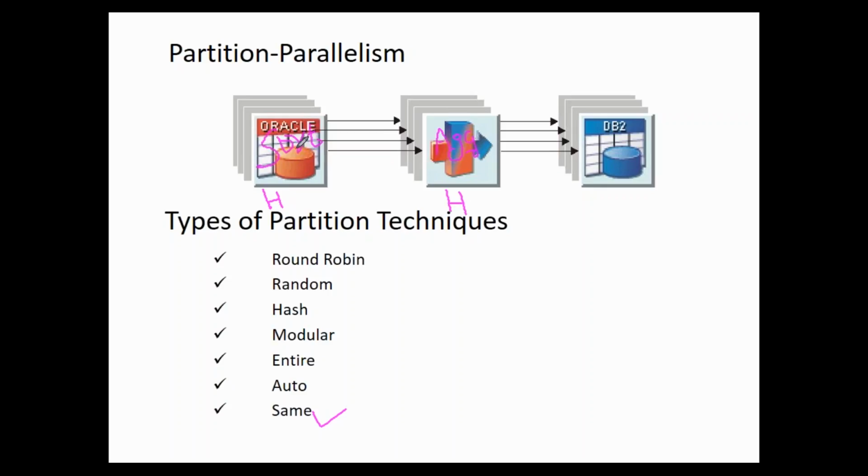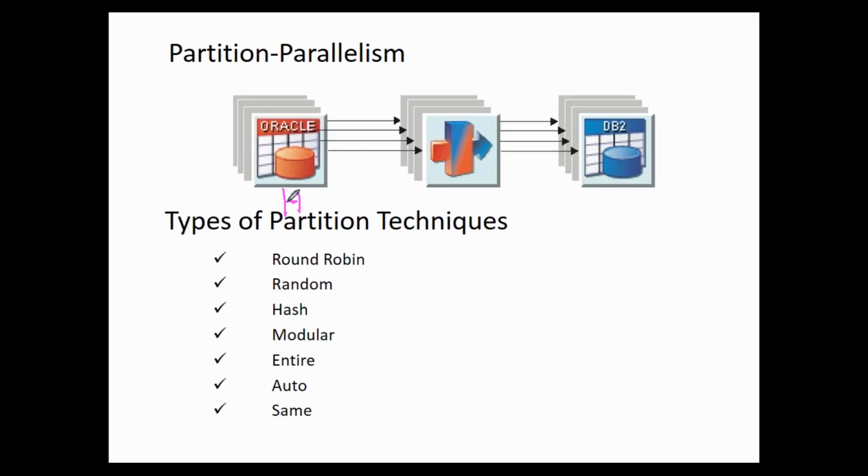So if we have this type of situation, in the second stage, rather than selecting hash, we can select the same. Same means it will take the previous stage's partition technique. It will take the hash only. If you want to continue the same partition technique, then we need to select the same rather than selecting the partition technique again. Why? Because if you select the hash partition again, DataStage thinks that this is a different partition and it will lead to repartitioning.